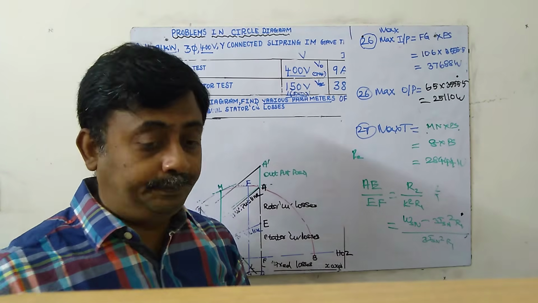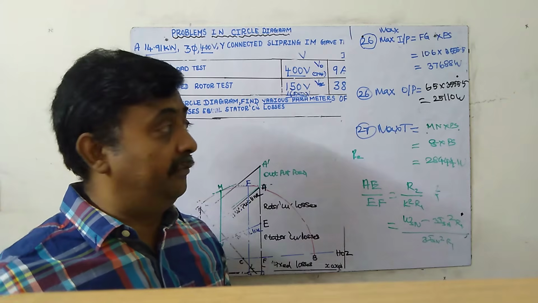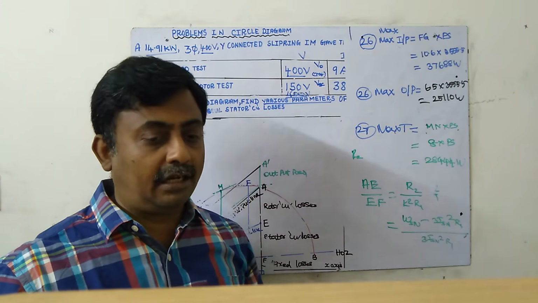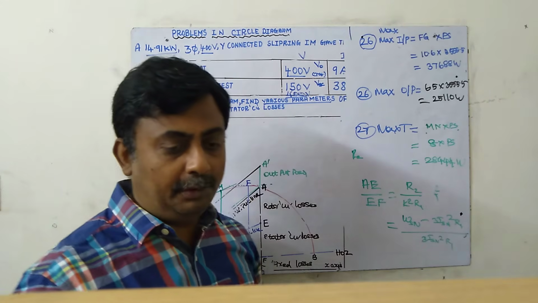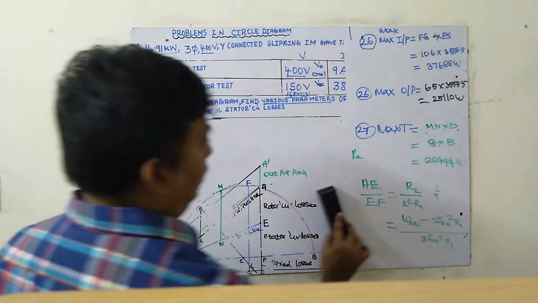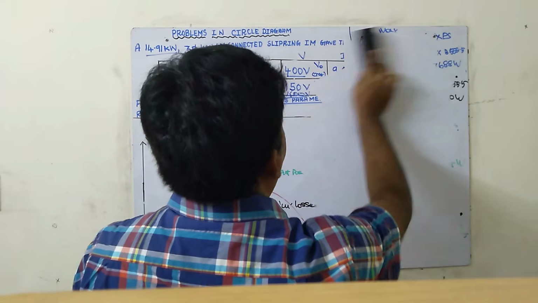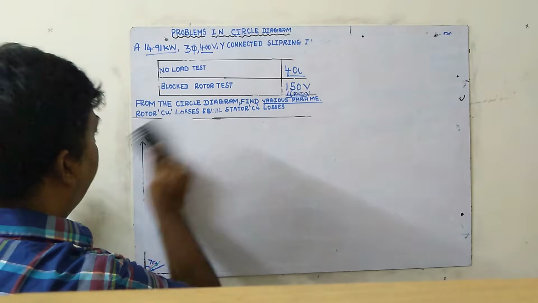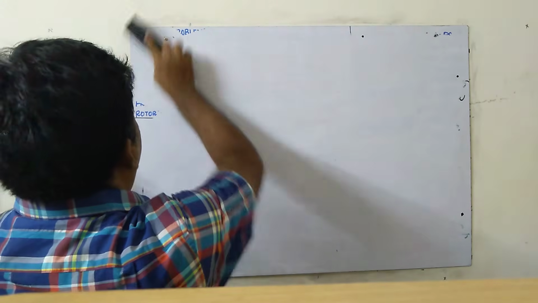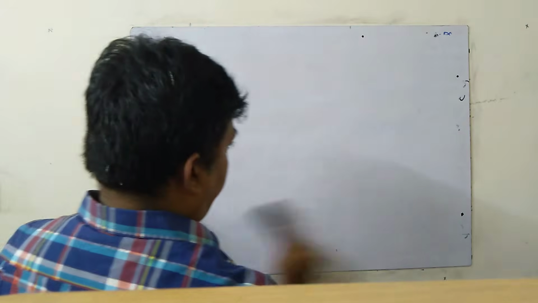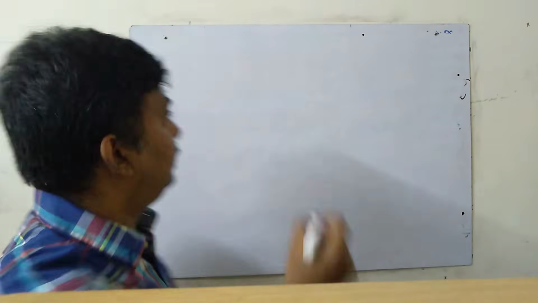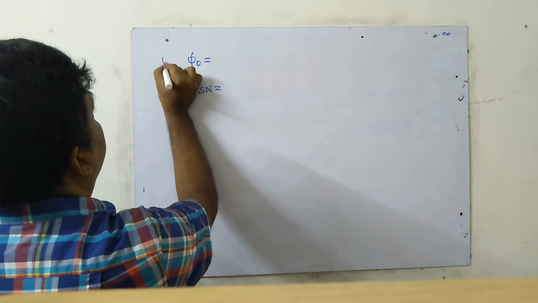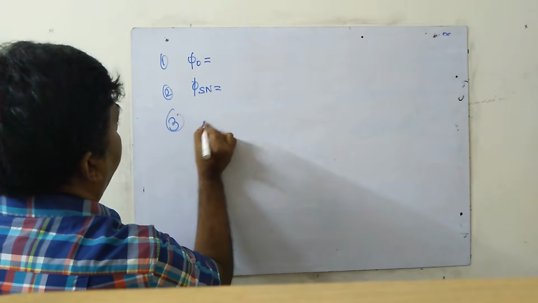Another thing I forgot to tell: all these are for a star connected motor. For a delta connected motor, there will be a slight difference. For a star connected motor, no issue. Suppose it is a delta connected motor. The first step, phi naught, is no issue. The second step, phi SN, is no issue. The third step is finding ISN.